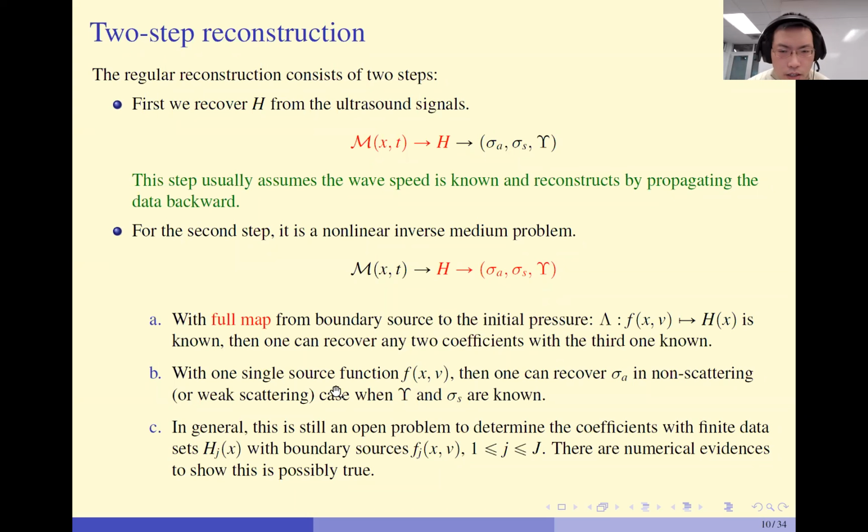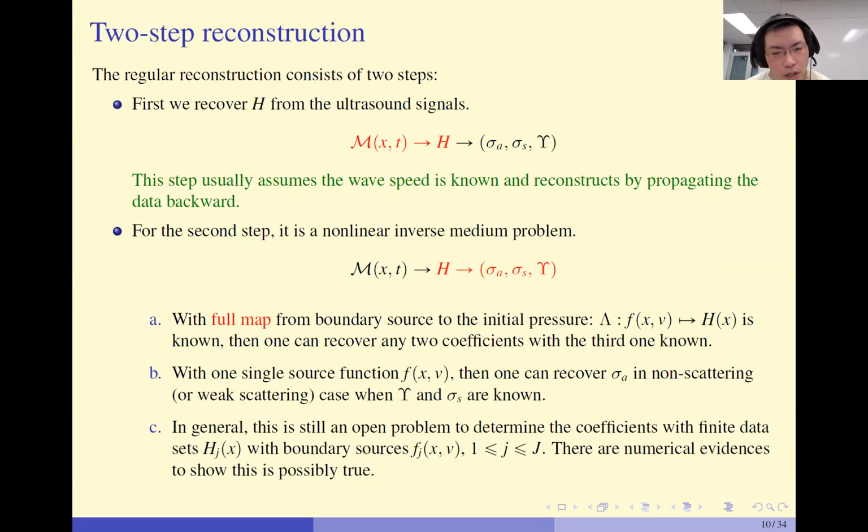And if we are given one single source, then in the non-scattering case, or weak scattering case, the absorption coefficient can be reconstructed if the Grueneisen coefficient and the scattering coefficient are known. This is just a perturbation argument, and you can show that this process will give you some kind of Lipschitz stability in general.